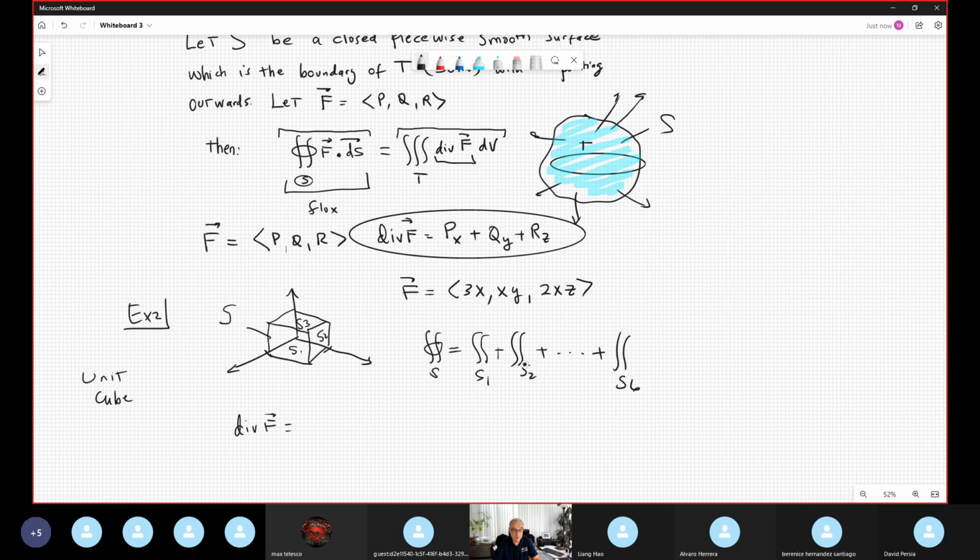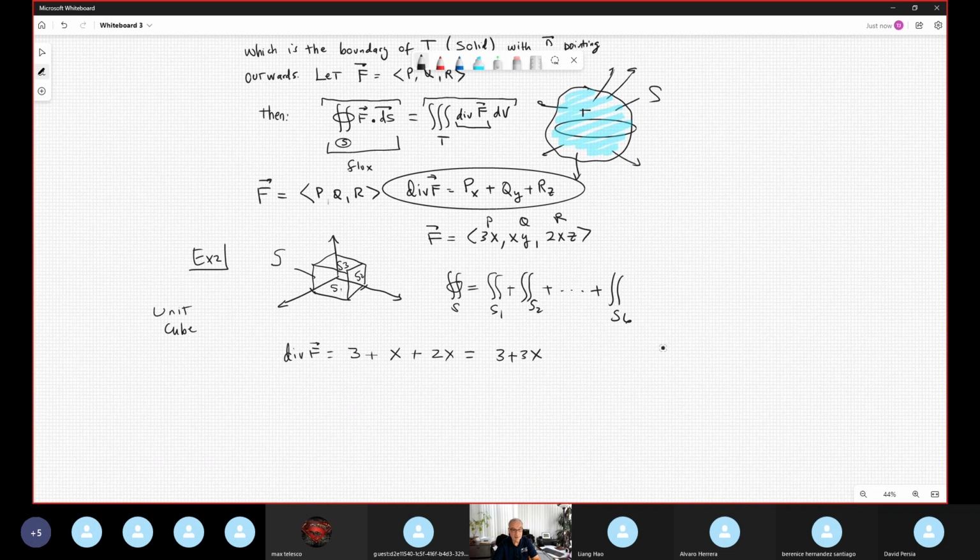Now it's 3, the partial derivative of P with respect to x, this is PQR. Plus the partial derivative of Q with respect to y is x. Plus the partial derivative of R with respect to z is 2x. And this is a scalar function. So it's 3 plus 3x. This is my divergence.